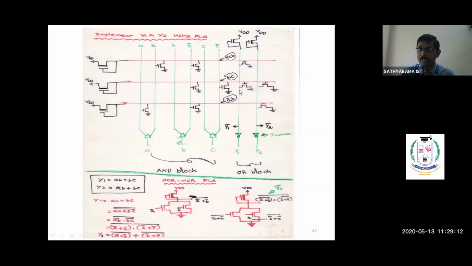Therefore, here we are making transistors. That means this is one transistor, this is another transistor, and this is the output line for Y1 bar, because we are getting only Y1 bar. Then finally we have to connect one inverter. Finally we are going to get Y1.